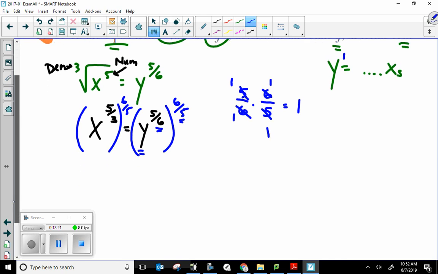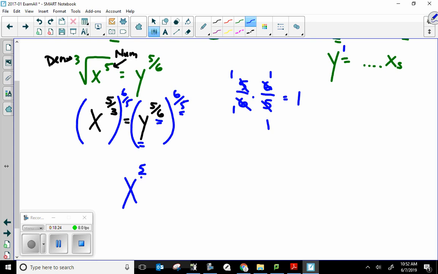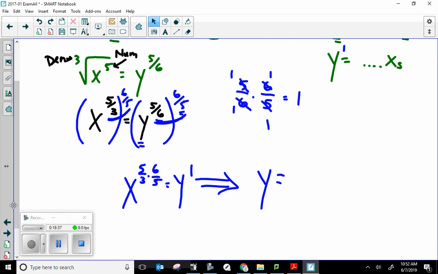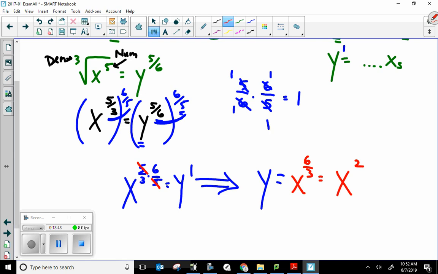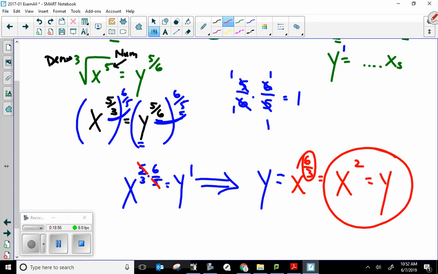Okay? So let's set this up. I have x to the 5/3 times 6/5, right? I've got to multiply these, just like I have to multiply these. Equals y to the 1, which is just y. So y equals, ooh, this is nice and easy. My 5's here cancel, and I end up with x to the 6/3. Oh, and 6/3, that reduces to 2, doesn't it? It sure does. All right, let's state that y in terms of x. Bam. Cakewalk.